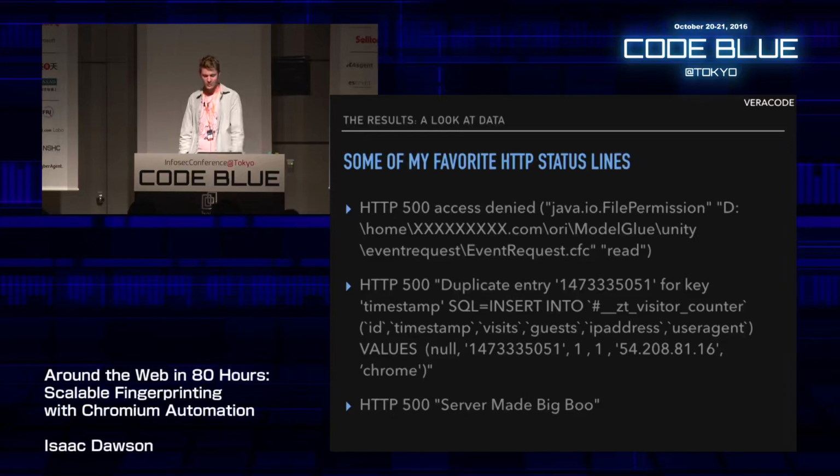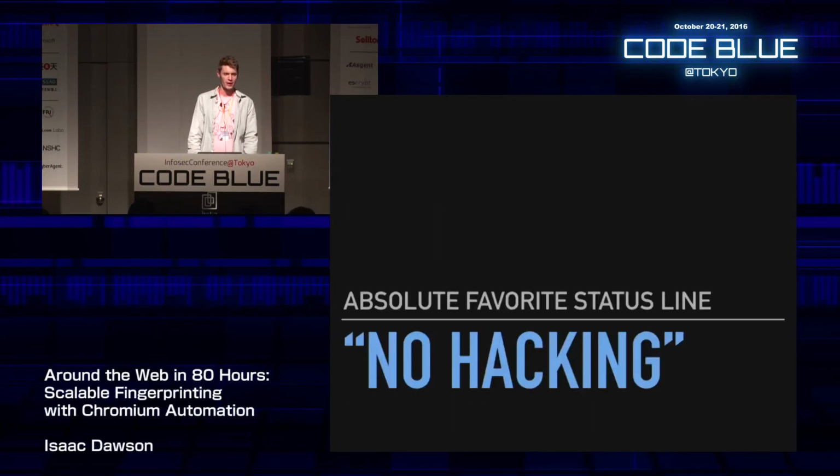Some of my favorite HTTP status lines, so HTTP response protocols like HTTP 200 OK. In this case, it's 500 access denied with a full file system path. I saw many status lines with raw SQL errors, and then funny messages like "server made a big boo." But my absolute favorite one was "no hacking." I saw that when I was going through my data. I was like, okay.